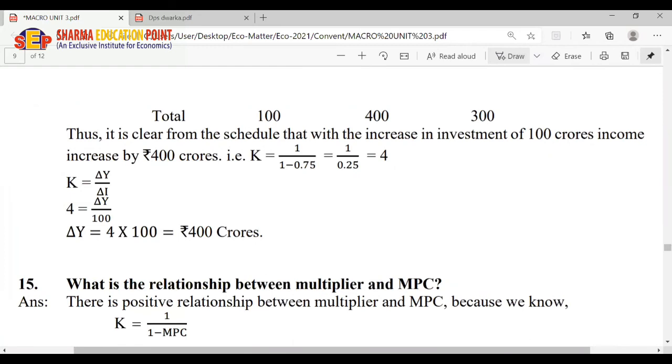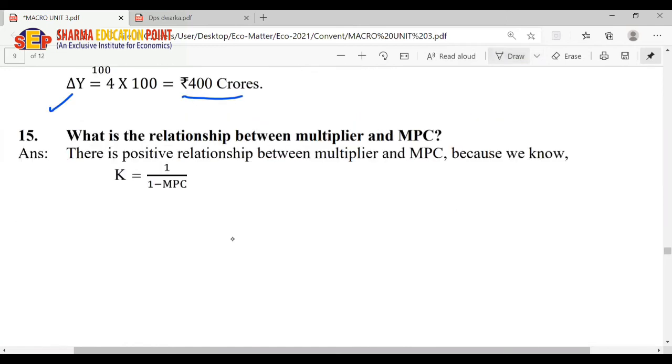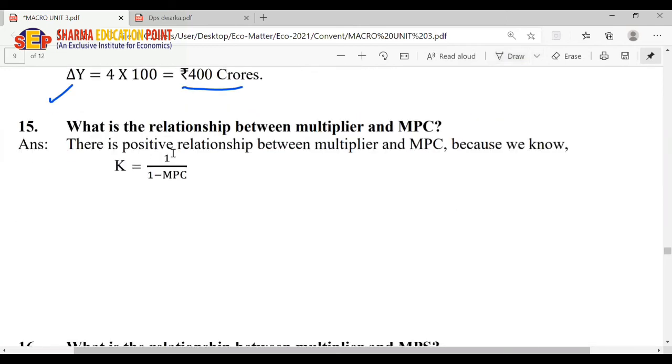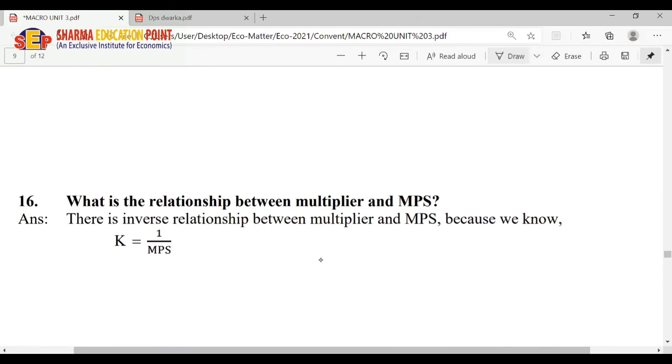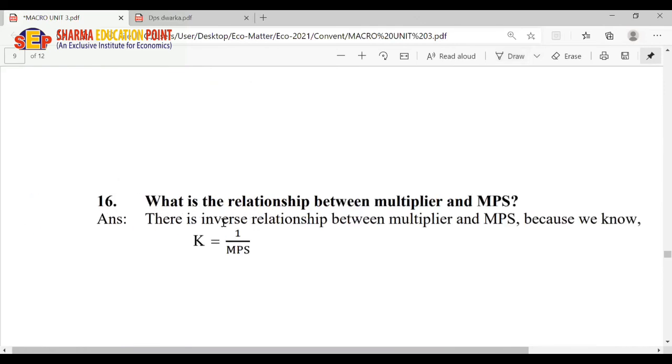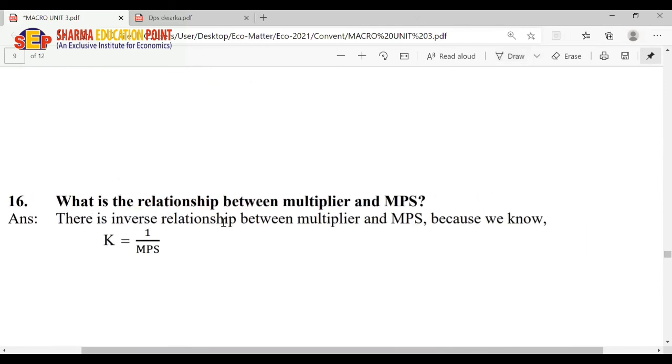So first of all, we calculated the multiplier, then delta Y. Delta Y is 1000. Then what relationship did I tell you? The relationship between both is a positive relationship. I have explained it with the help of a schedule also. In another example, the relationship with MPS is an inverse relationship, that means a negative relationship. So today we completed question number 14, 15 and 16.